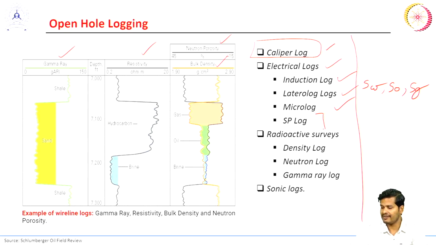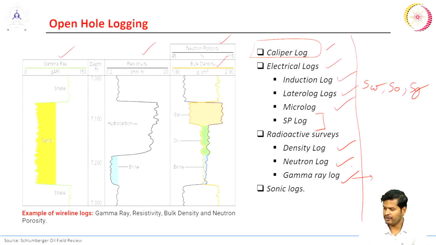Then we also discuss the SP logging tool, which measures the naturally occurring potential inside the wellbore, which could also help us in identifying saline formation and non-saline formation. Then we discuss three types of nuclear logging tools, which are density, neutron, and gamma ray log. The gamma ray log records natural gamma rays coming from the formation to delineate between shale and non-shale formation.